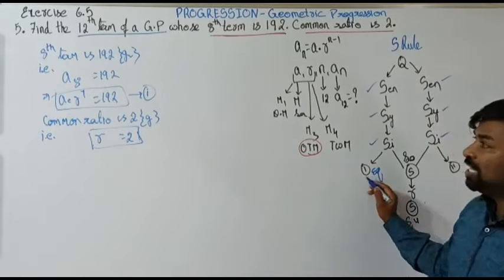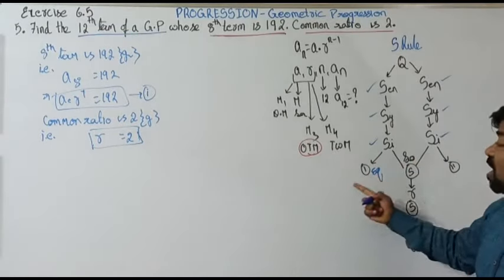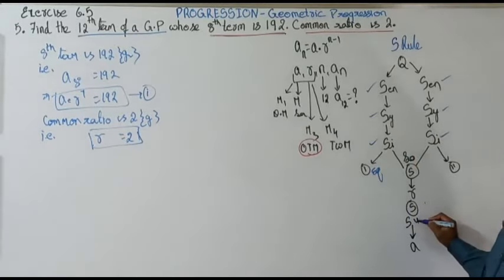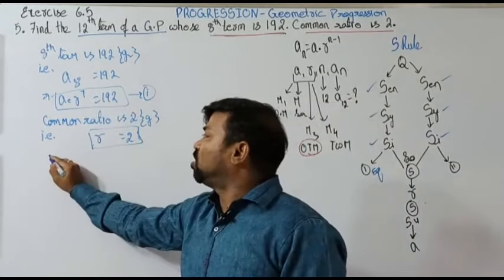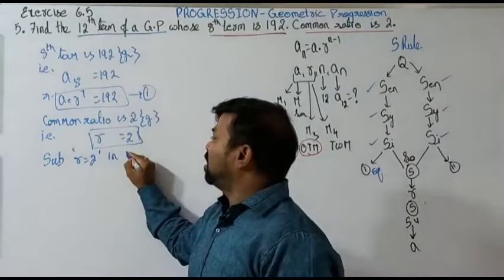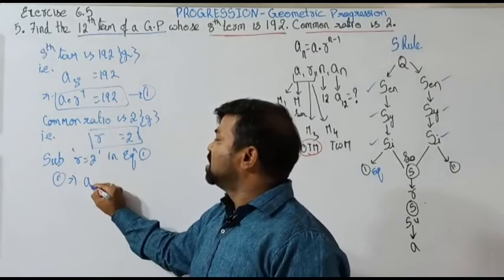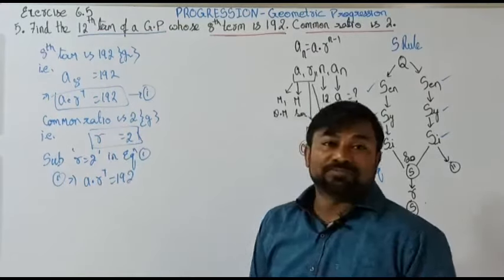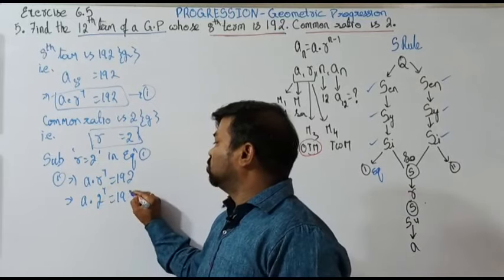Okay, now we got only equation 1, right? No need of solving. When you have 2 equations, you have to solve them. We have only 1 equation. Now what is that? Substitution. Substitute this R in that and get the value of A. Substituting R is equal to 2 in equation 1: the first equation says A into R to the power 7 is equal to 192. In the place of R, substitute 2. So that is A into 2 to the power 7 is equal to 192.